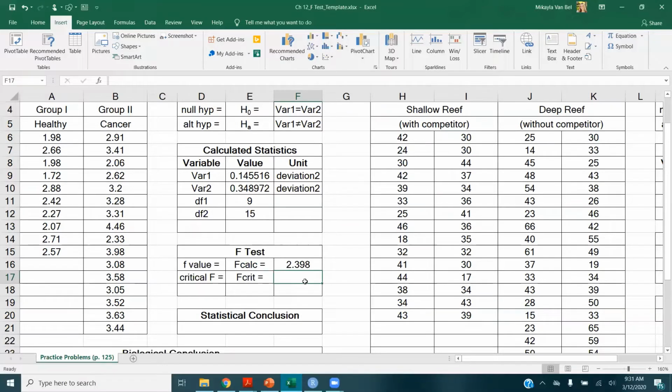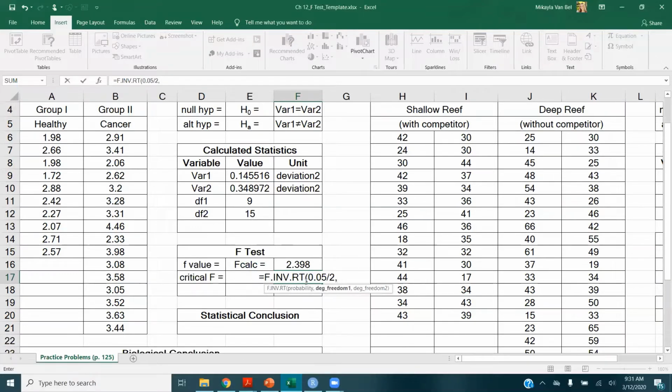For the F-crit value, we are going to use a new function, f.inv.rt. You will always use the .rt function. For a two-tailed problem, we will use alpha divided by 2. For the probability, alpha is 0.05 divided by 2, or you can type in 0.025.